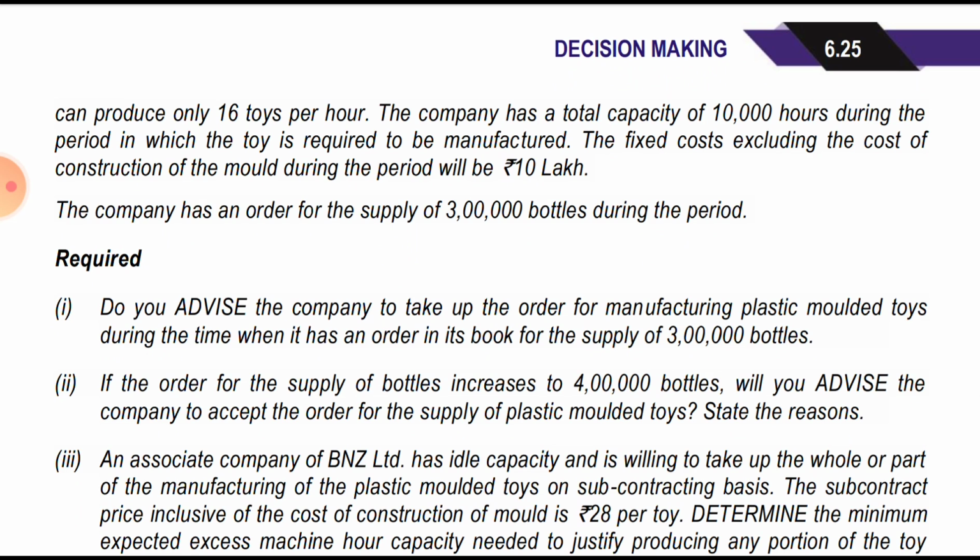And if the company wants to manufacture 40,000 toys, it will require 16 hours per toy. So in all it will require 2,500 hours. So there isn't any opportunity cost or loss to the company. Means 7,500 hours can be used for the bottle and 2,500 hours can be used for the toy.